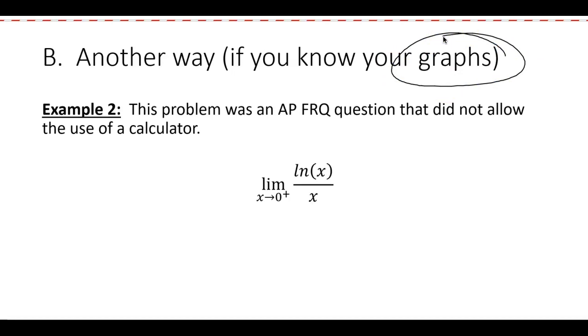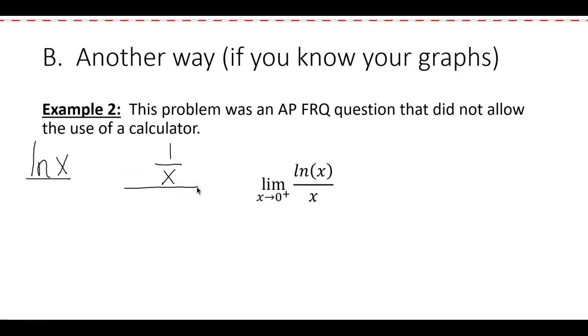Now, on this particular problem, you can't just plug 0 in case you haven't noticed it. Ln of 0 is undefined, so you can't do that. So direct substitution is out. But here's what I am going to do. We want to be aware of what the graph of ln of x looks like, and I also want to be aware of what the graph of 1 over x looks like. Okay? Why is that? Well, because really this limit is really just those two functions put together.